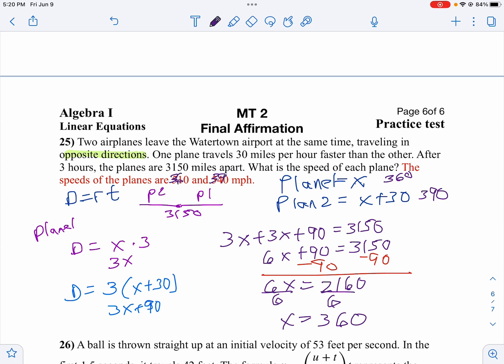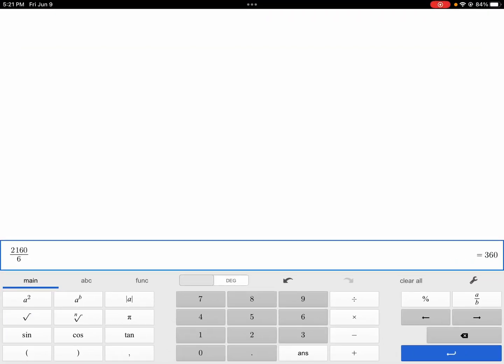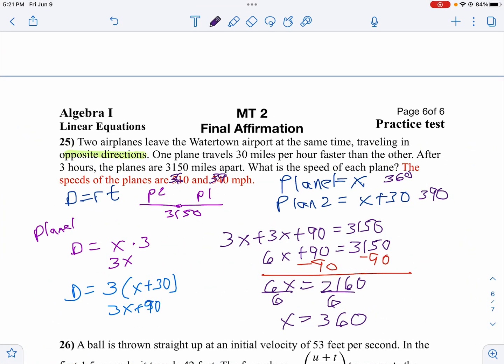I must have changed numbers on here because I just copied the answer from a problem I had. I didn't do the work ahead of time. I should have, because we can see it's going to be 360. Let's make sure I didn't type that in by mistake. 2160 divided by 6, that's right. Okay, so it should be 360 and 390 miles per hour. Or not miles per hour, miles. Oh, the speed of the plane, because x is speed, so it should be 360 and 390.